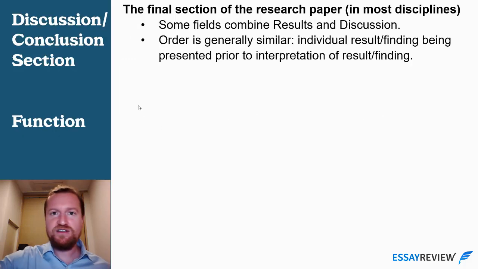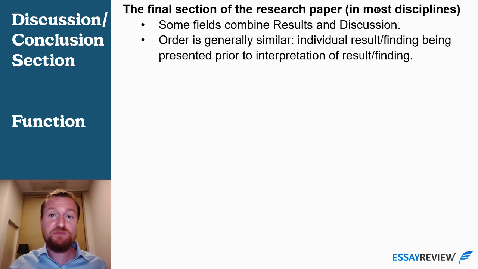All right, now let's take 2 seconds before we discuss the discussion and conclusion. Okay, the discussion is the final section of the research paper, or the conclusion in the humanities. And some fields combine the results and discussion into one, so I don't want to get too into details saying this is exactly what you need to add, but we'll talk about generally what is happening in the discussion. And the order is generally similar. You have an individual result presented, and then you have in the discussion that result in the same order. So result 1 is discussed first, result 2 discussed second, etc.